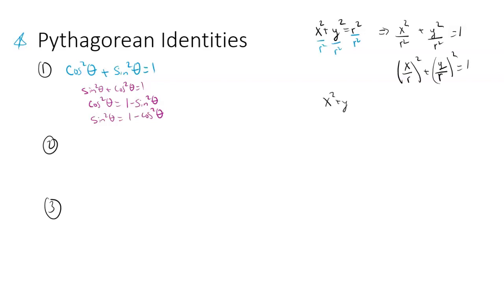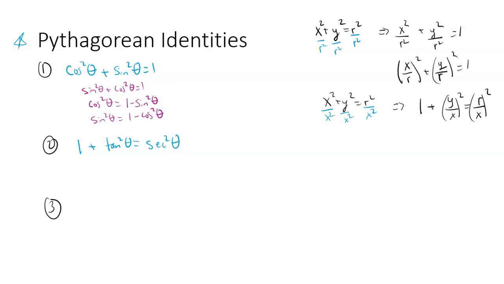So x squared plus y squared is equal to r squared. Okay, so this time let's divide by x squared. So x squared, x squared, x squared. So what is that going to become? That becomes a 1, and that becomes a y over x, all squared, and then r over x squared. Now again, I've seen the y and the x before, so this will become 1 plus tangent squared of theta is equal to secant squared of theta.